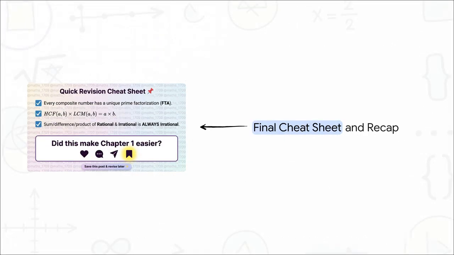All right, let's wrap this up with a final rapid-fire recap. Number 1, every single composite number has a totally unique prime factorization. Number 2, remember that golden formula? It only applies to two numbers. And number 3, any operation between a rational and an irrational number is always going to be irrational. It's really that simple. Hope this quick revision helped you.